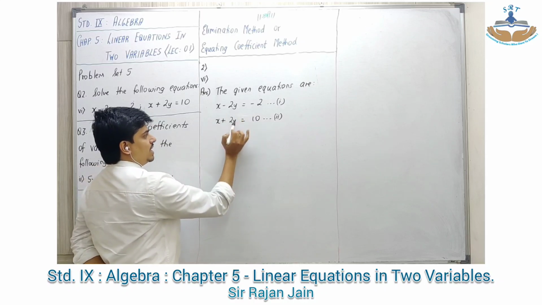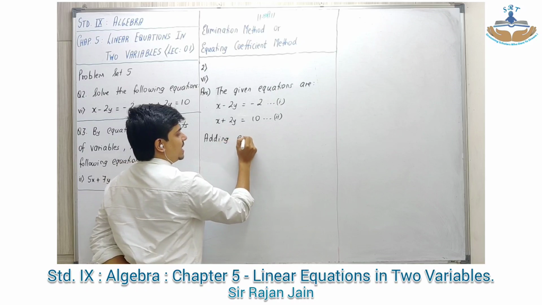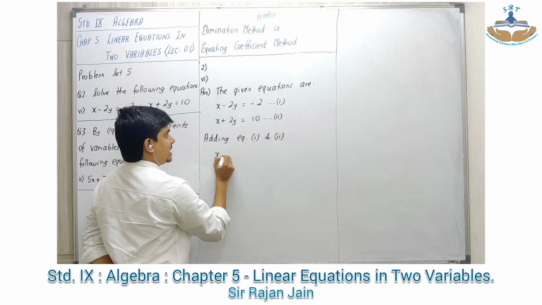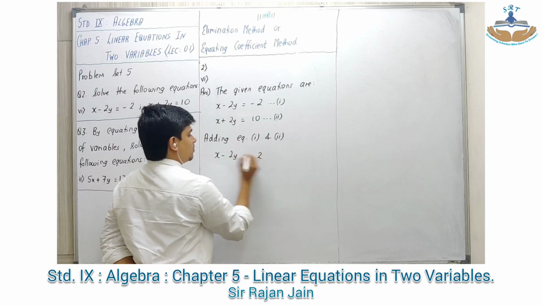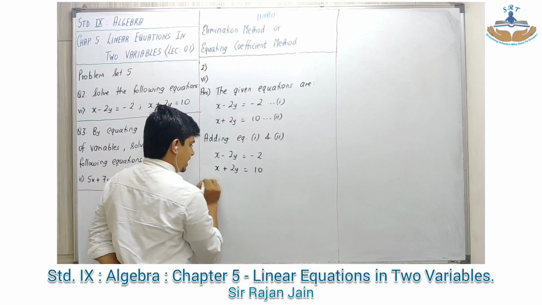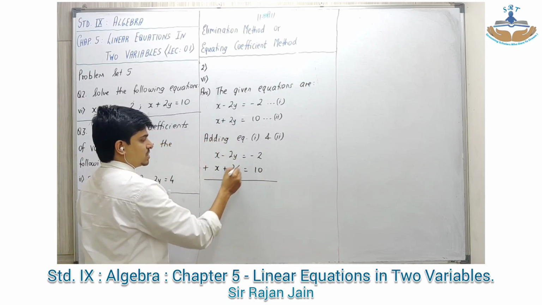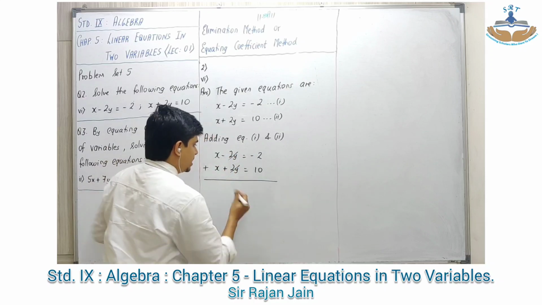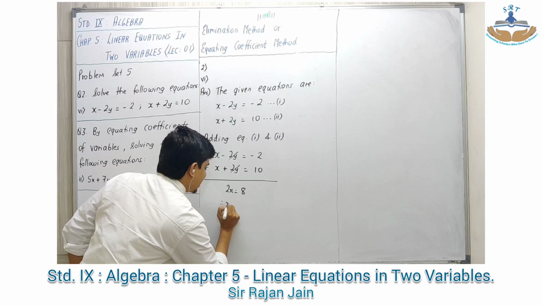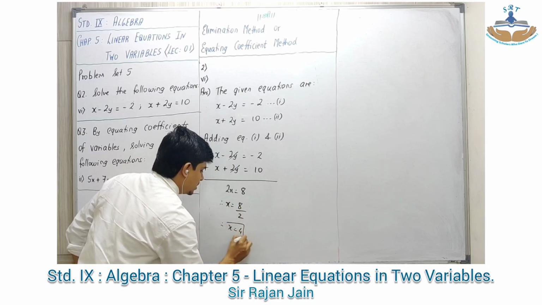Suppose if I want to eliminate y, they are with opposite sign. So I will directly say adding equation 1 and 2. What we will get? x minus 2y equal to minus 2 and x plus 2y equal to 10. If I add the equations, okay, what do I get? Plus 2y minus 2y cancel हो जाएगा. 2x is equal to 8. Minus 2 plus 10 is 8. x will be 8 upon 2. So x will be equal to 4.